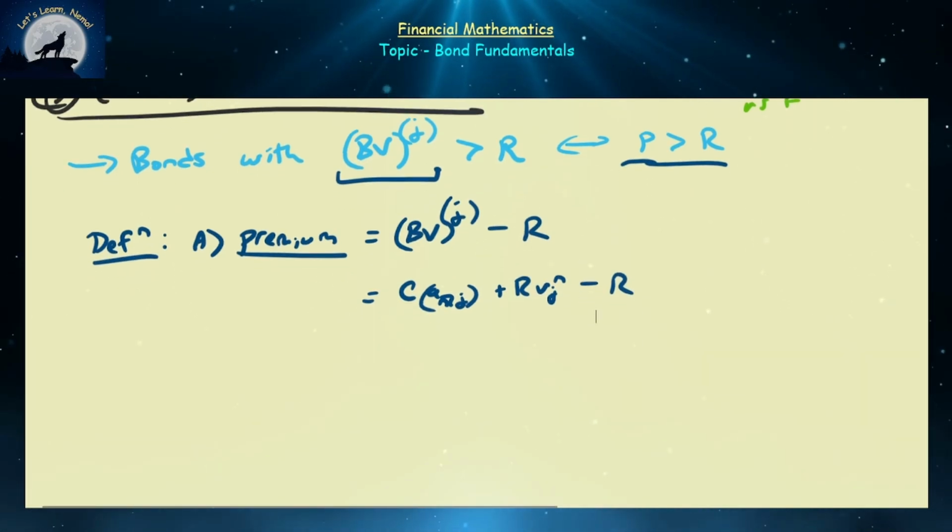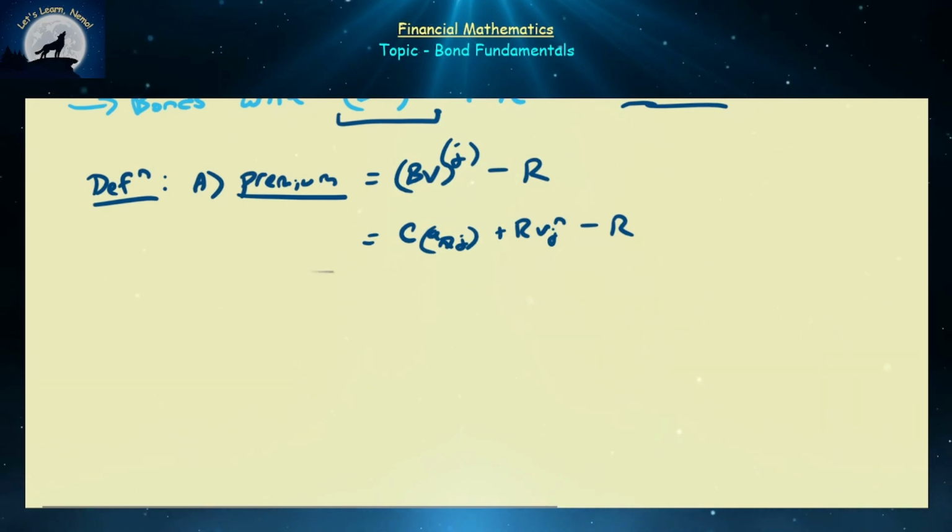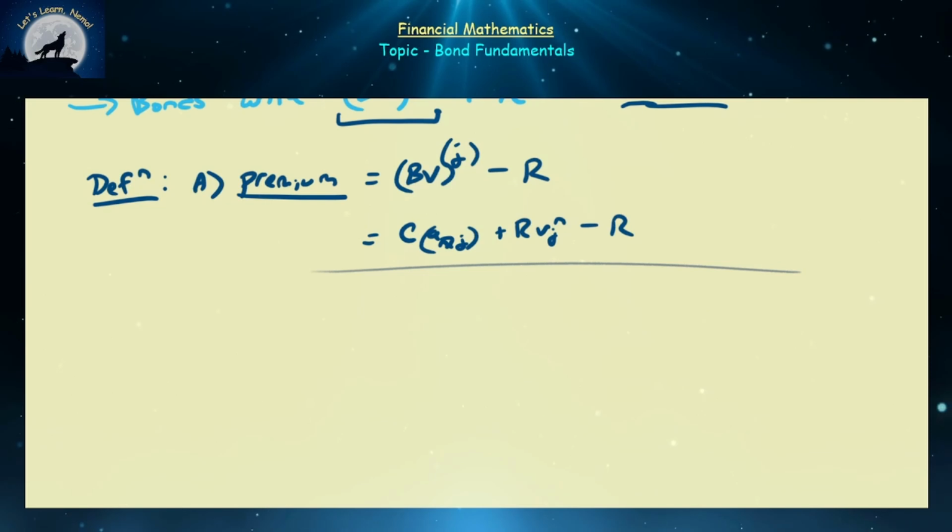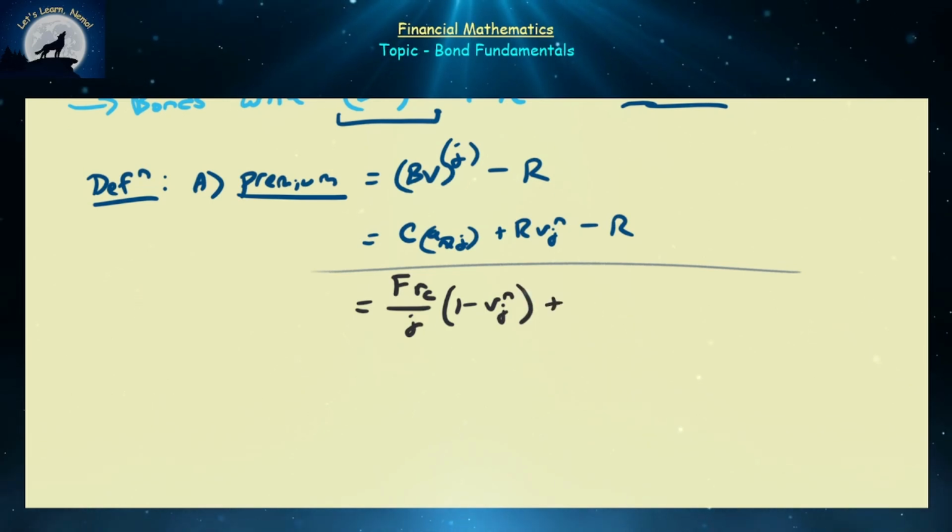And we can do some cute math to this, or you can leave it as so. But technically speaking, once the formula is simplified, it's actually a little bit easier to use. So this is going to be equal to what? So what is C? Well, C is just going to be equal to F times RC, and then a angle n at J is just going to be 1 over J times 1 minus nu J to the power of n. And then we're going to have our R nu J to the power of n minus R. So once we have this, what else are we going to have? So let's just take a look. So what do we got?